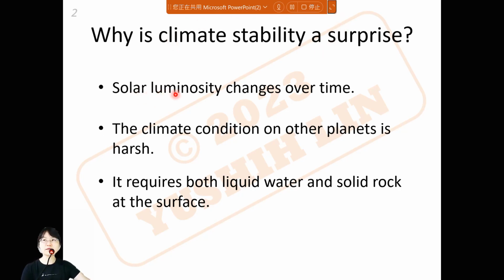We know that from the early stage of the solar system to now, the solar luminosity has changed over time. And the climate condition on other planets of the solar system is harsh, except the Earth. To make our climate stable and comfortable, it requires both liquid water and solid rock at the surface. Why is that? This is something we want to figure out in today's class.